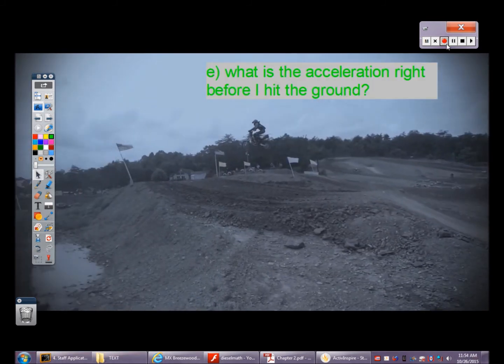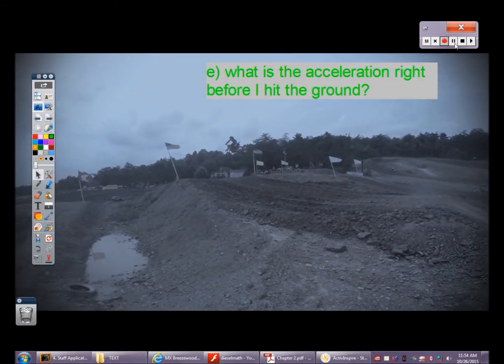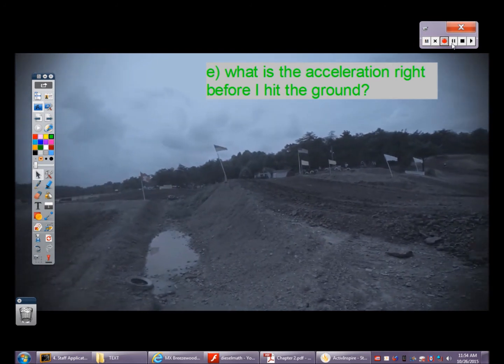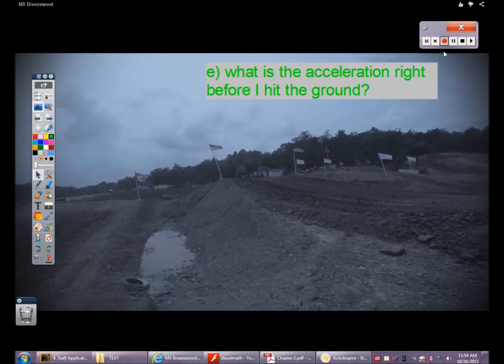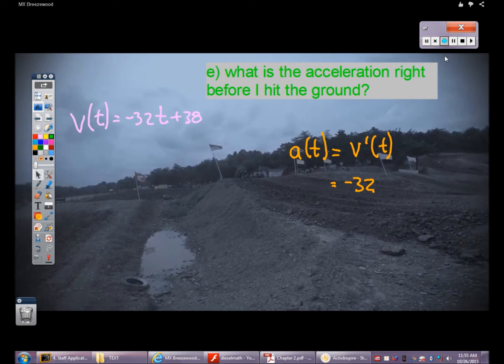Question E, what is my acceleration just before I hit the ground, which would be right there? Acceleration is the derivative of velocity. It's also the second derivative of position. So I have to find A of t, which is V prime of t. I've already calculated V of t, and I'm just going to take the derivative again. The derivative of negative 32t plus 38 is negative 32.